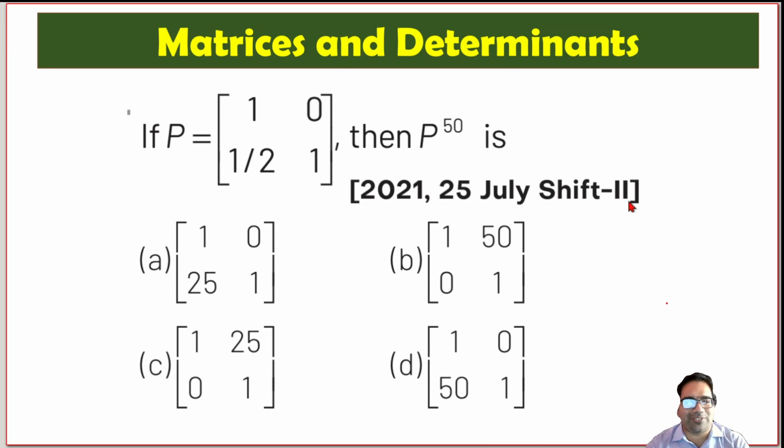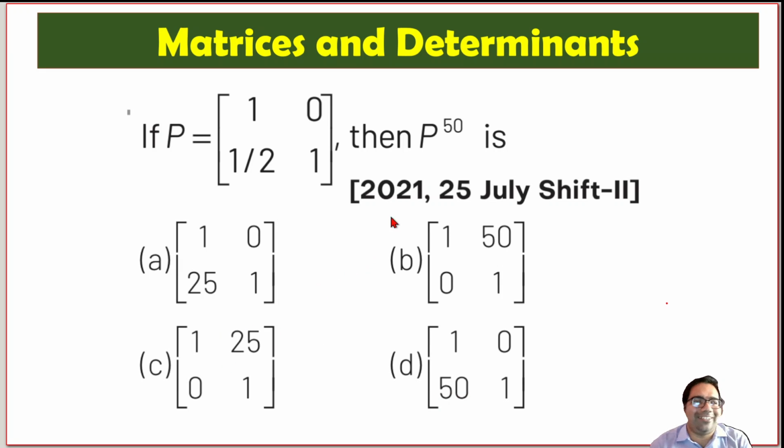We are given this 2 by 2 matrix P equals 1, 0, half and 1. Then what is P power 50? Clearly, in the options we are given 25, we are given 50. All other numbers are 1s and 0s only, right? 25, 50 and again 50 and 25.